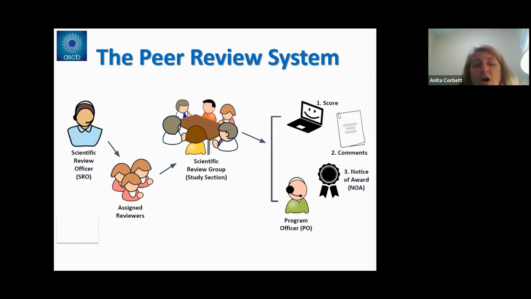And based on the opinions of those assigned reviewers, everyone in the room gives the grant a score. That score, then accompanied by comments, if you're lucky, equals a notice of award. That's the time when a program officer would be part of the discussion. Likely you would reach out to them to discuss your score and your comments and try and understand from them what your next move would be.